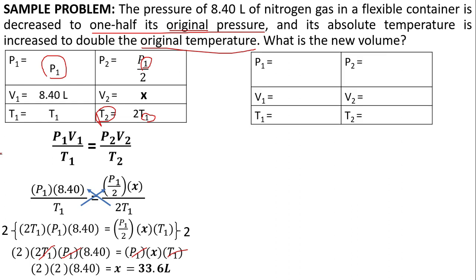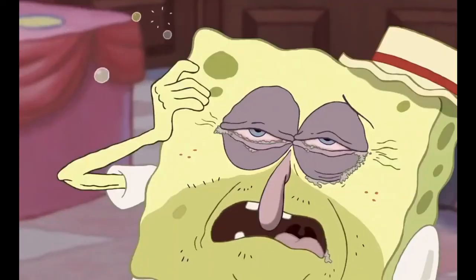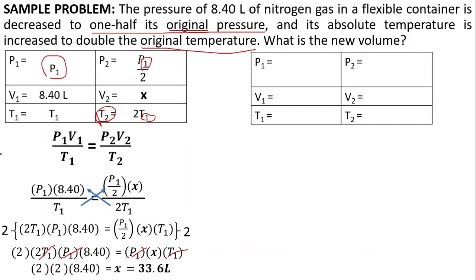Now, let's discuss the other way of solving this. What I want to do is just make a dummy number that follows the given requirement. So I want to make P1 as 2 so that my P2 will be 1. Why? Because again, P2 is half, or 1/2, its original pressure. So 2 divided by 2 will give me 1, right? For the volume, we have the given, so it's the same, 8.40 and X.